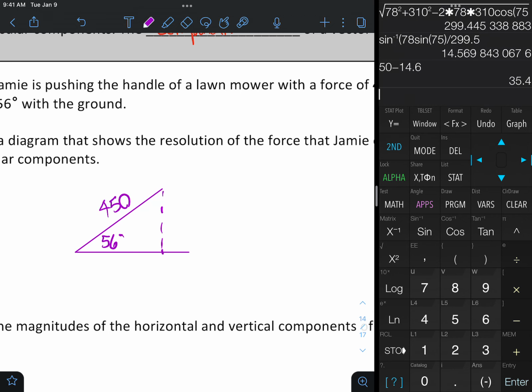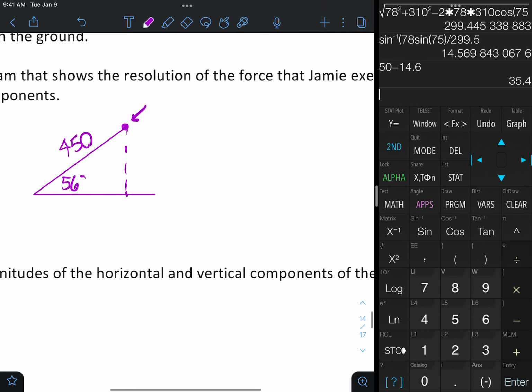So you can put your 450. Imagine this is the lawnmower, and you're pushing against it right there. Since it's going left and down, we'll worry about the signs in a minute. But first, just to review finding the components.